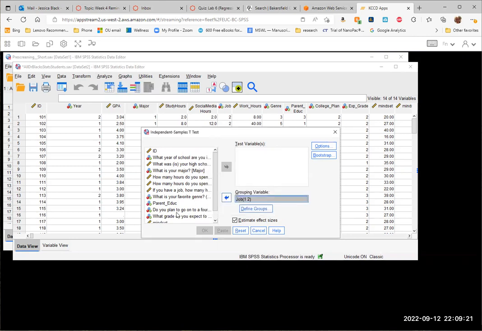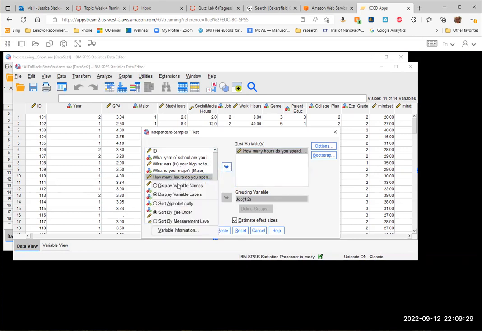Then we hit Continue. And now we want to select "How many hours on average do you spend studying per week?" We can right click to make sure we have the right one. Yep, study hours. Then we really don't have to worry. SPSS already provides by default what we want.